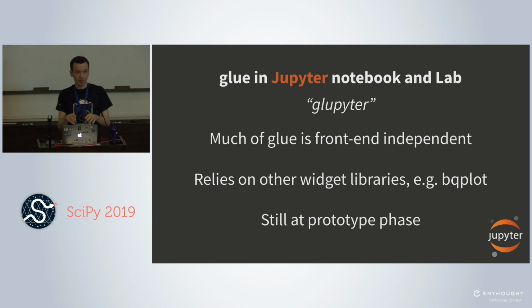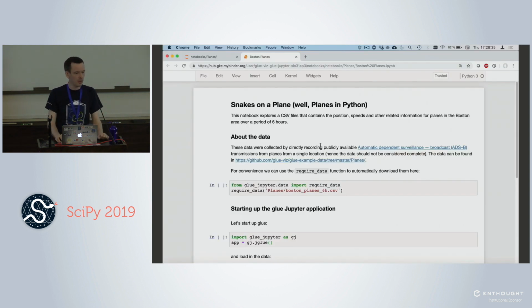And so you can already try it out. It's still at the prototype phase, so we're still working on making it work properly in Jupyter Lab and so on. But you can already try it out. So I'll just show you a very quick demo, which is basically using the plain data, but it's just showing 6 hours of the plain data, just to make it easier.